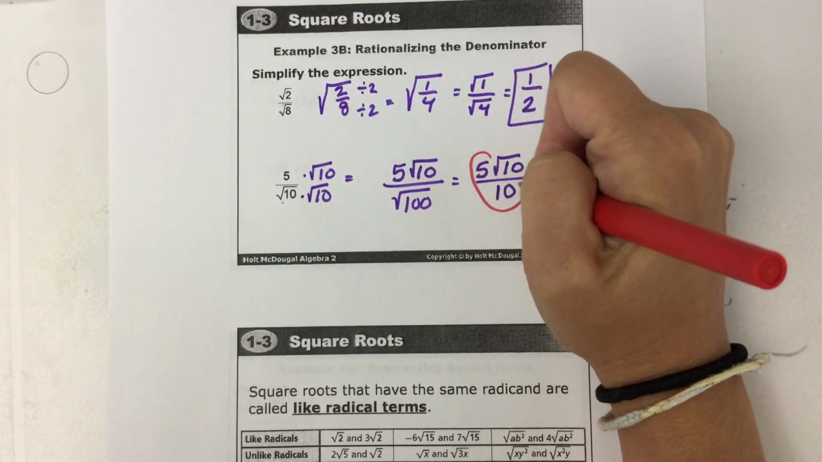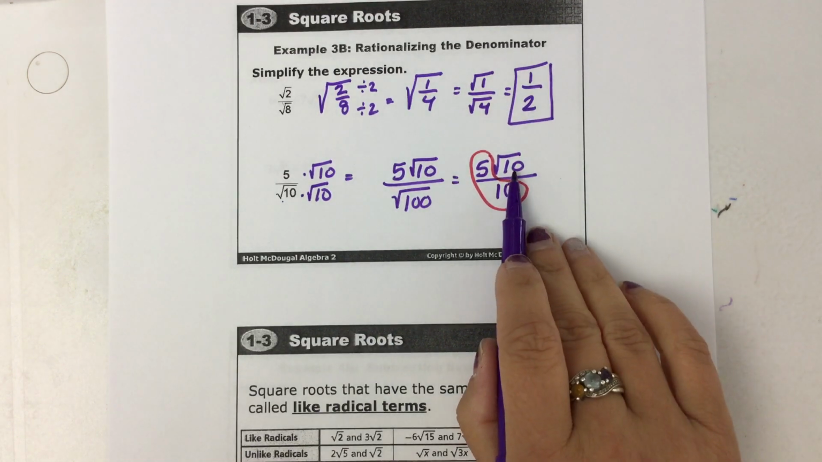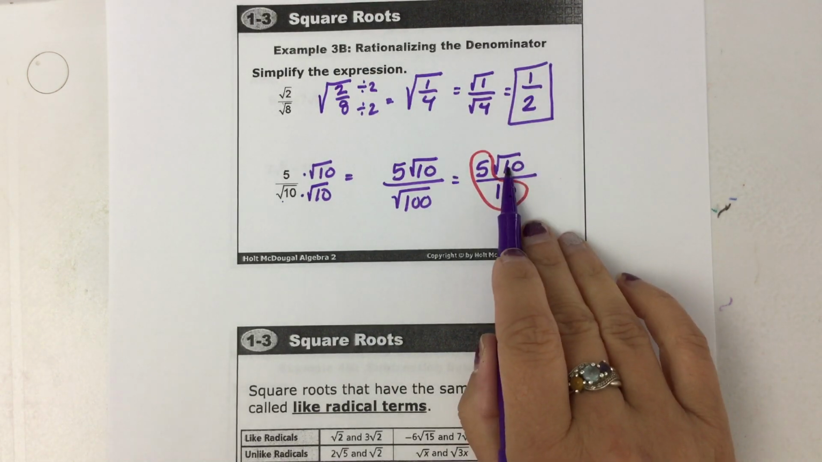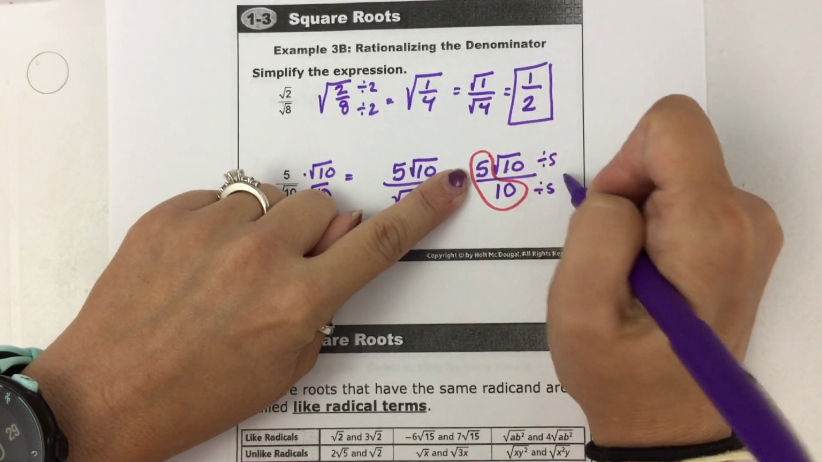Numbers that are not underneath the radical, you need to look at them as a fraction. And what that means is you can simplify it. Whatever's under the radical, don't worry about. But 5 over 10, I can divide top and bottom by 5.